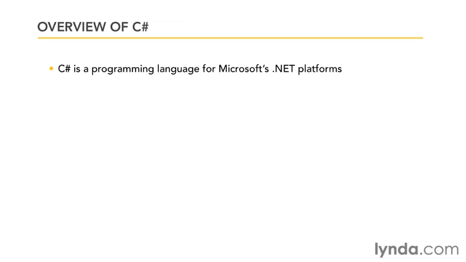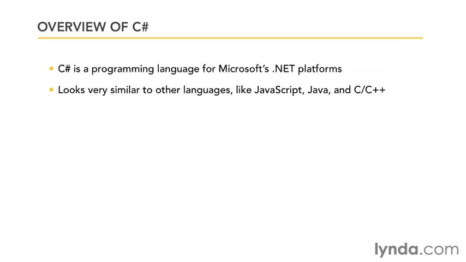C Sharp is a language that is built by Microsoft for working with Microsoft's .NET application platforms. It is a language that's very similar to other languages you may have seen, such as JavaScript or Java or C, C++, Objective-C. If you've used any of these languages in the past, you're going to feel right at home pretty much in C Sharp. Syntactically, the language is very similar.